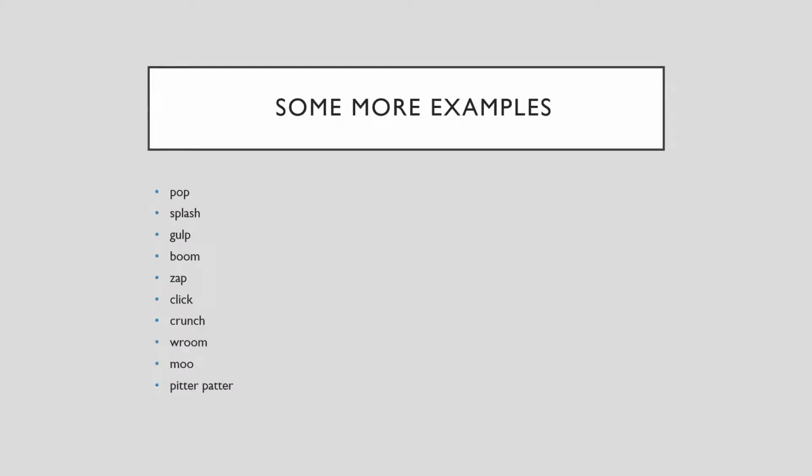Now some more examples of onomatopoeia. Pop, you must have seen the popcorn popping, and the sound comes when it pops. Then splash, when something or someone jumps in water or falls in water, there's a sound produced, and the sound has given rise to the word splash. Gulp, when you gulp something.